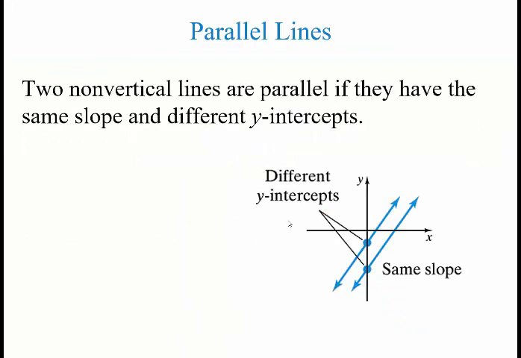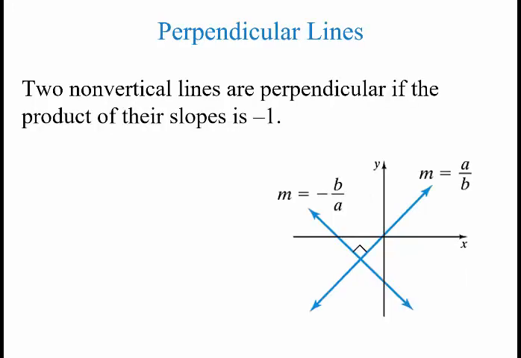All right, let's talk about parallel and perpendicular lines. Two non-vertical lines are parallel if they have the same slope and different y-intercepts, as you can see in the graph here. They'll never intersect if they have the same slope but different y-intercepts. Now, perpendicular lines: two non-vertical lines are perpendicular if their product of slopes is equal to -1. So if this first slope is equal to a over b, and I want their product to be -1, the perpendicular line's slope has to be the negative reciprocal, negative b over a.